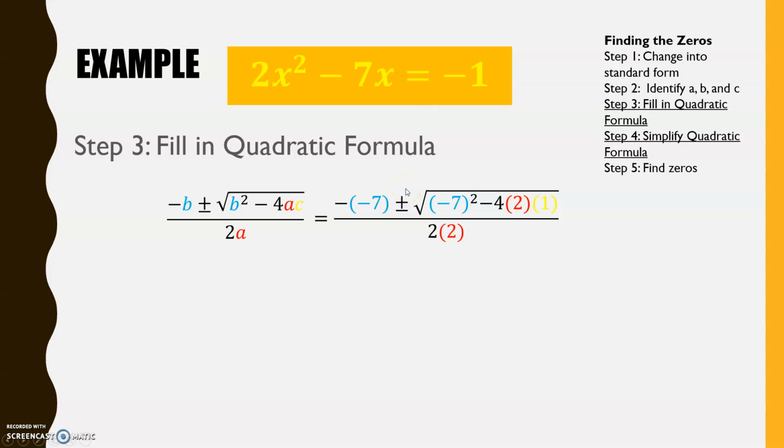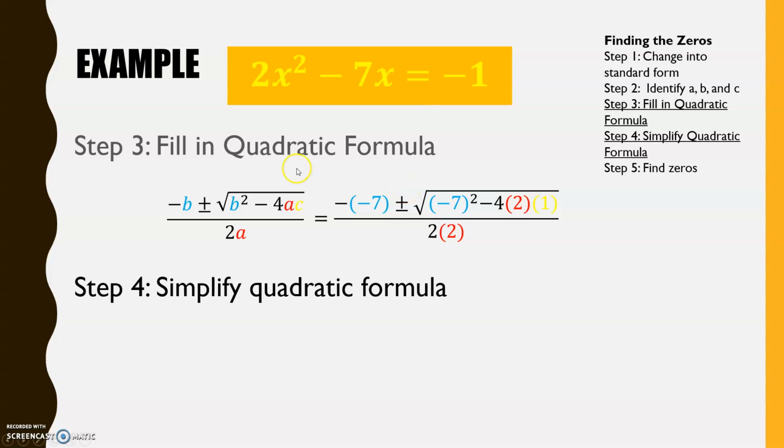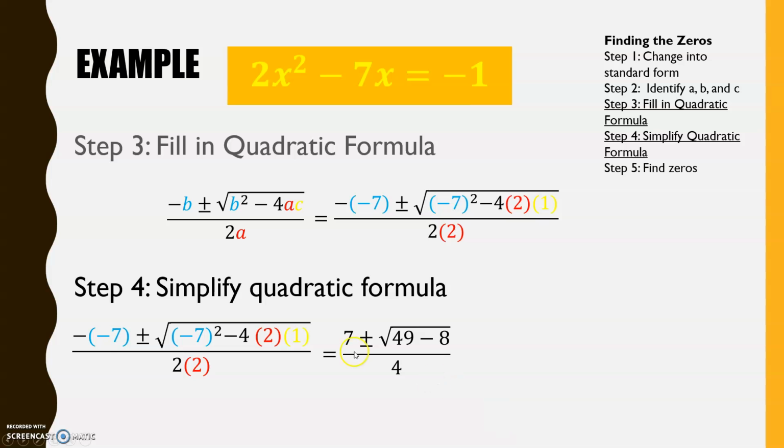Next is to simplify the quadratic formula. So essentially we're going to look here and do as much arithmetic as we can. So I have negative times a negative, I can make that positive. Under here I can square my negative 7. Under here I can do multiplication, and I can do 2 times 2. Okay? So negative times a negative, I square negative 7, and I do all this multiplication, negative 4 times 2 times 1, that's negative 8, and then 2 times 2 on the bottom. Okay? It's starting to look a lot less disastrous.